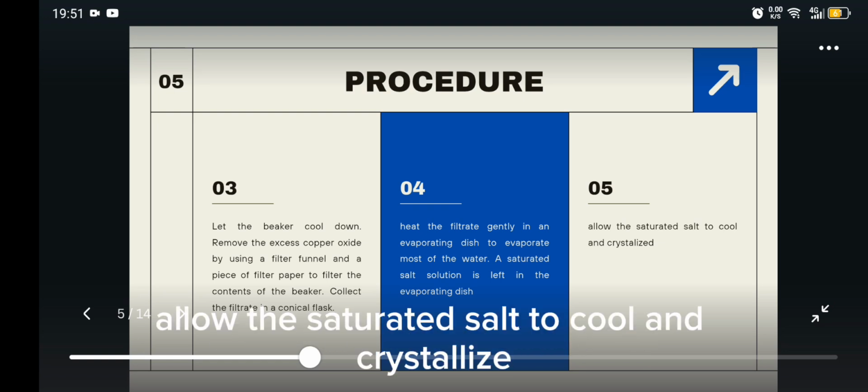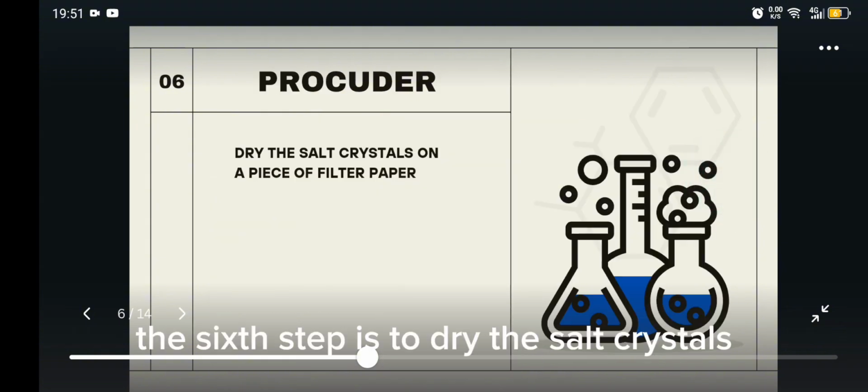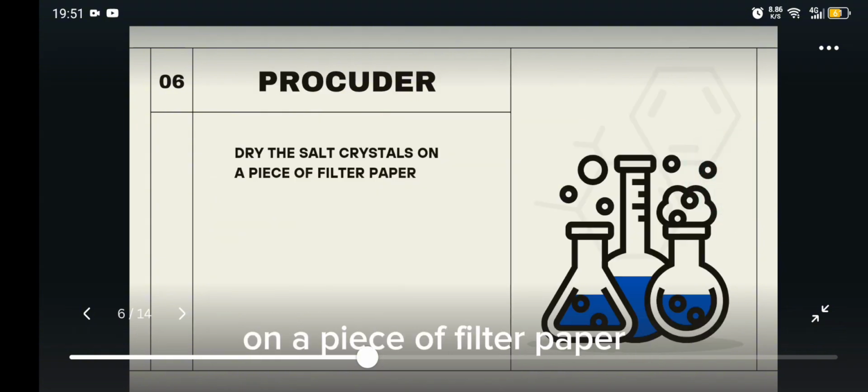The fifth step is to allow the saturated salt to cool and crystallize. The sixth step is to dry the salt crystals on a piece of filter paper.